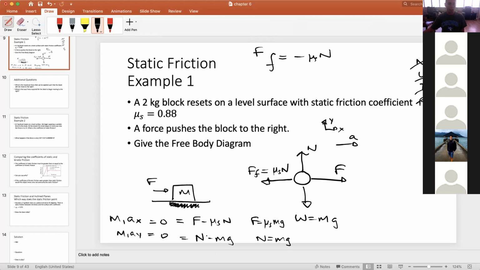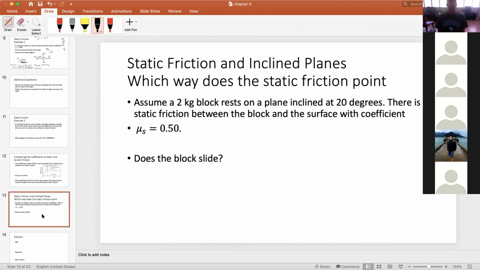All I did was I solved this for N, and then I plugged N in here, and then I solved this for F. Okay. So I'll come back to that.